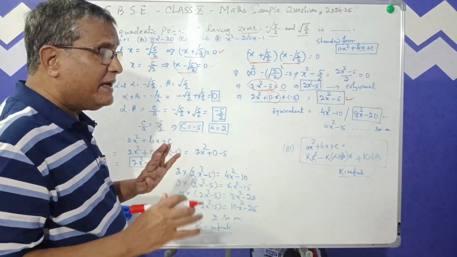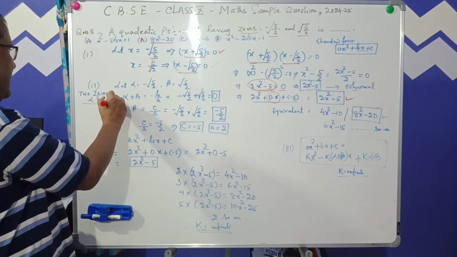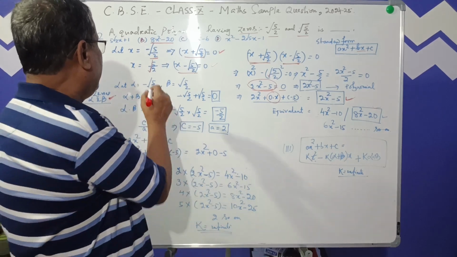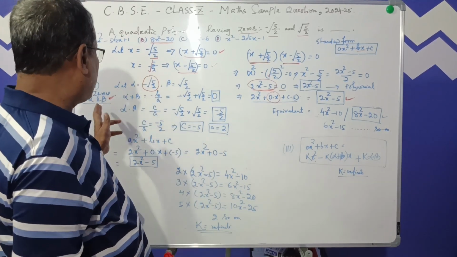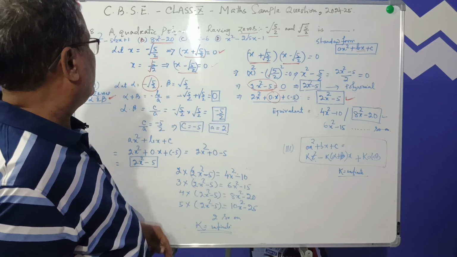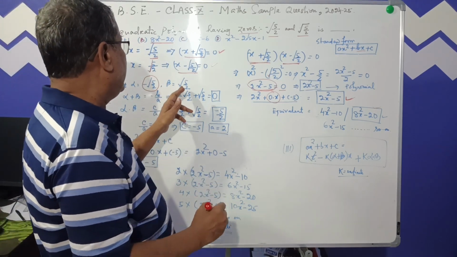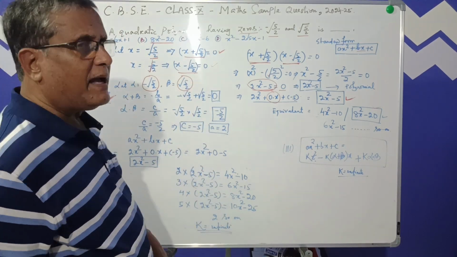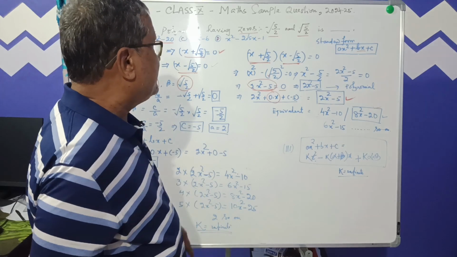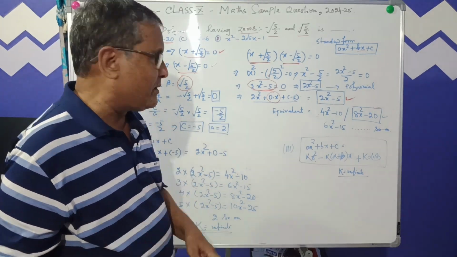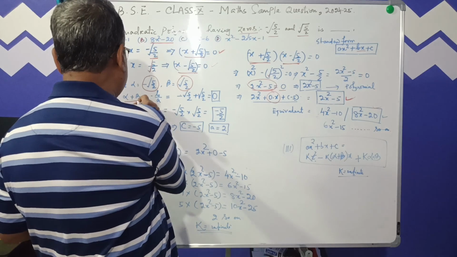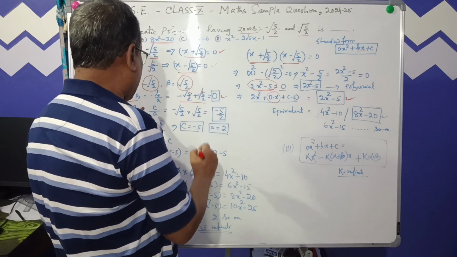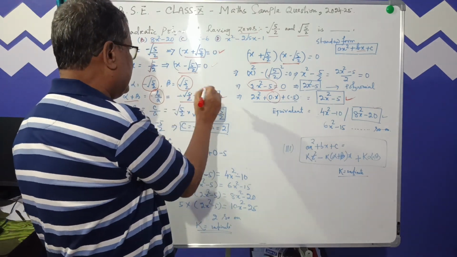So let two zeros, alpha and beta, you know. Let alpha be minus root 5 by 2 and beta be root 5 by 2, the two zeros. Okay. So alpha plus beta, you know the formula, minus b by a. So b is the coefficient of x and a is the coefficient of x square. Now alpha plus beta, you add it. So plus and minus, this cancels, it is 0. So minus b by a is equal to 0.